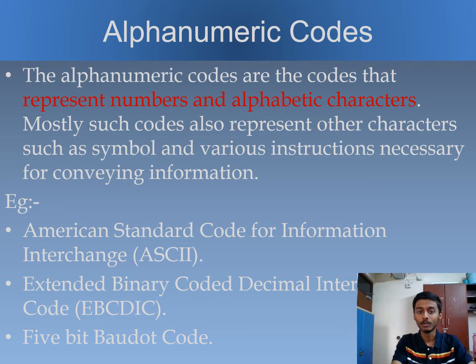So moving on towards alphanumeric codes. Alphanumeric codes represent numbers and alphabetic characters. Mostly such codes also represent other characters such as symbols and various instructions necessary for conveying information. For example, ASCII, a very well known alphanumeric code, American Standard Code for Information Interchange. Then second is EBCDIC and Baudot code. So we'll just have a look at the ASCII code.